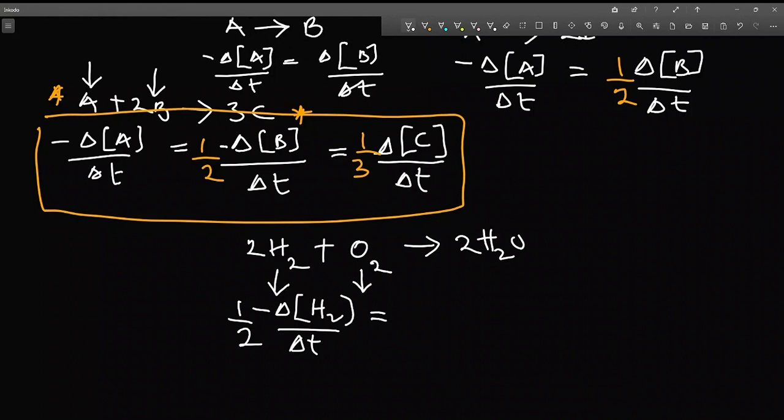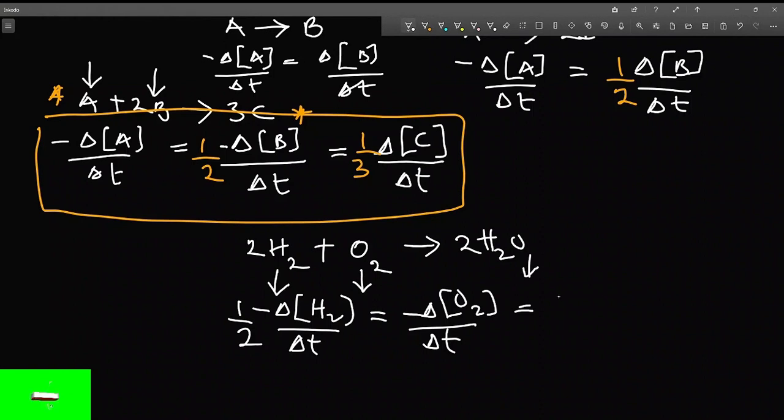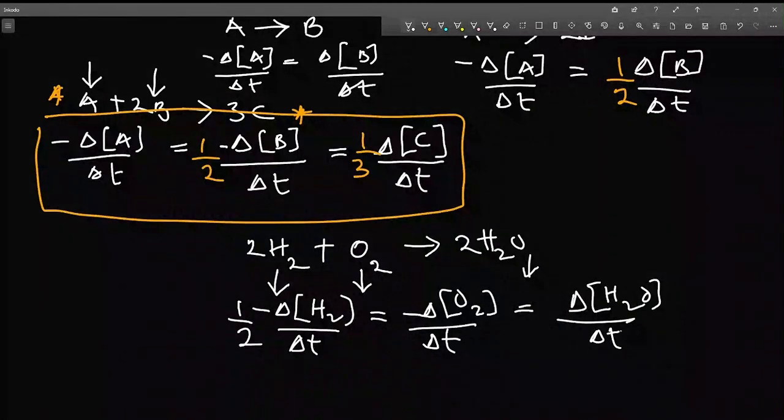This should be equal to the rate of disappearance of O2. That should be minus change in conc of O2 over change in T. And what will be the rate of formation of water? That will be change in conc of H2O over change in T, with no minus sign because the conc is not reducing but increasing. But of course, because the ratio here is 2, we add 1 over 2. I think this is quite clear. This is the rate expression for the formation of water.